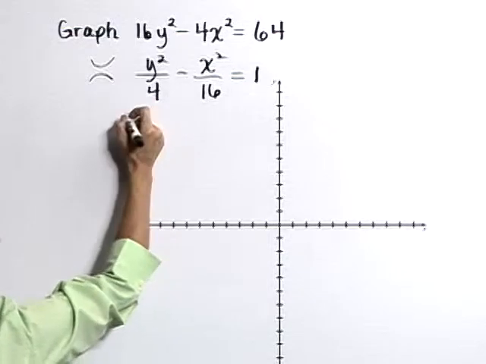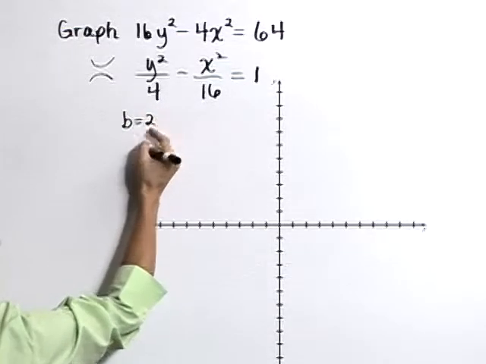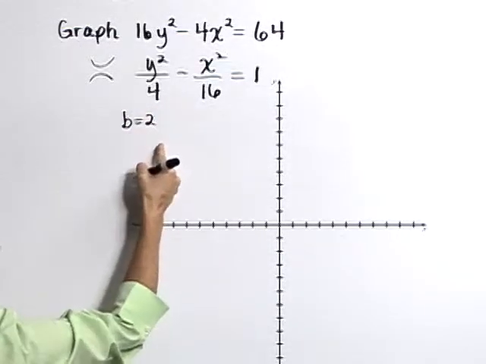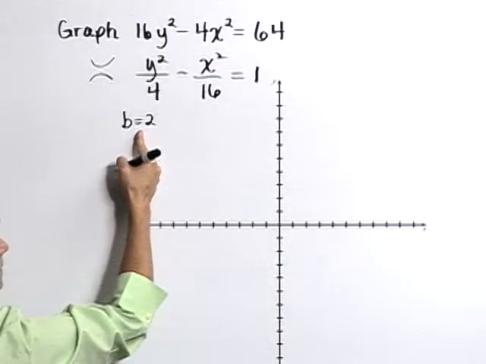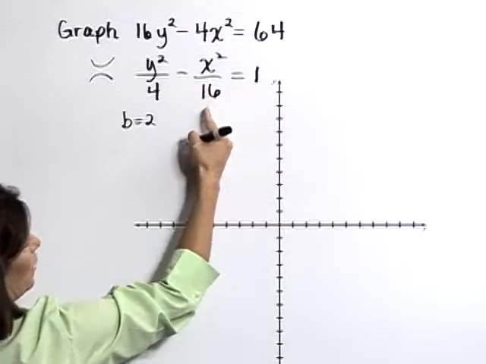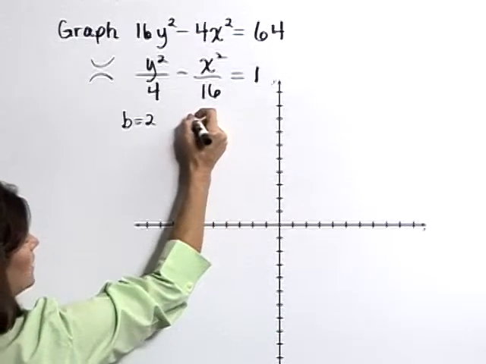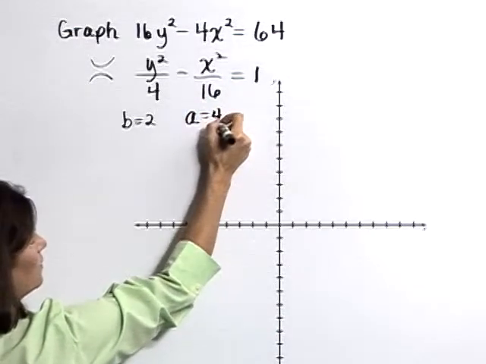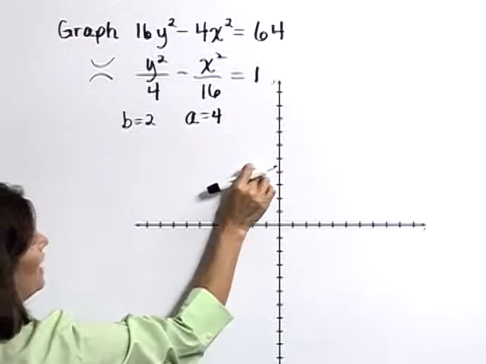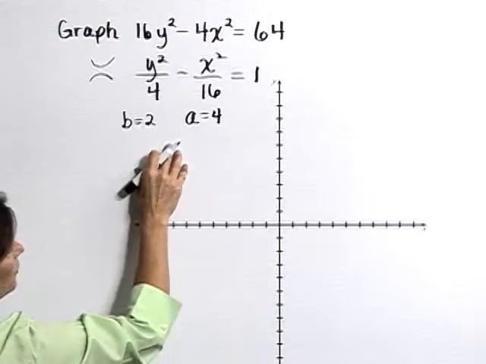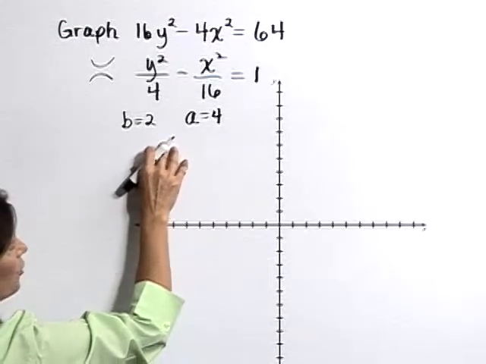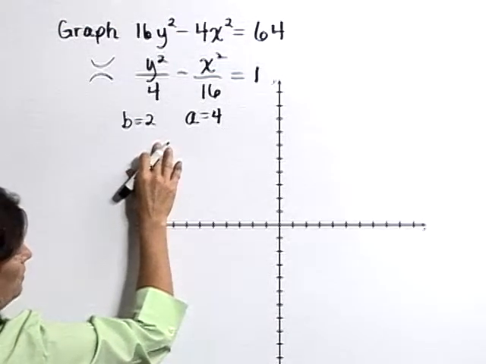If b squared is 4, then b is 2. And that's how far we're going to move up and down from the origin, that is the center of this hyperbola. a squared is equal to 16, and so a is equal to 4. And that's our distance that we're going to move right and left from the center of this hyperbola, which is the origin. Let's draw our reference rectangle.